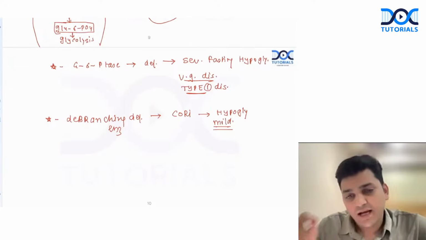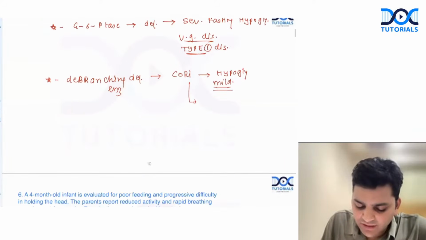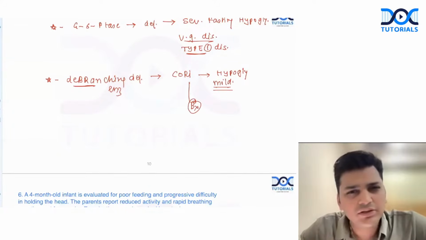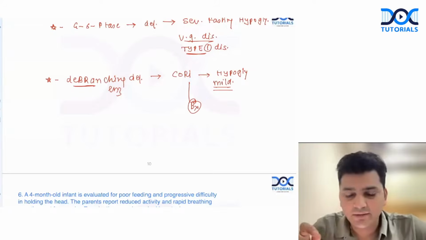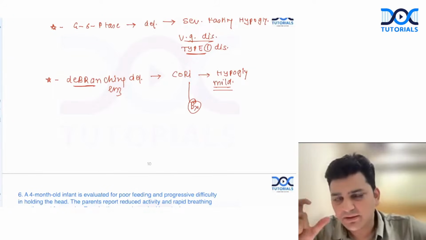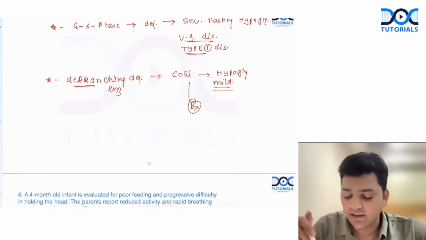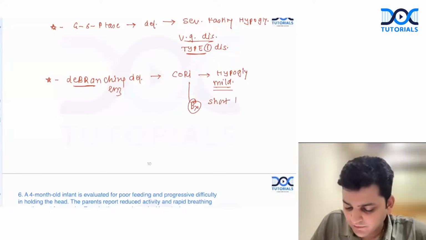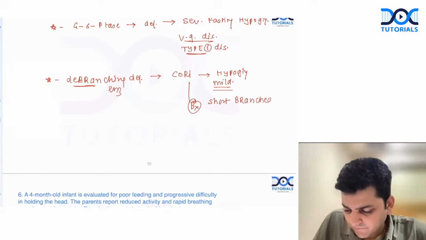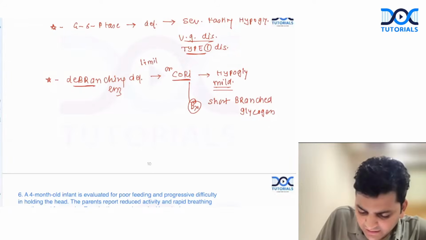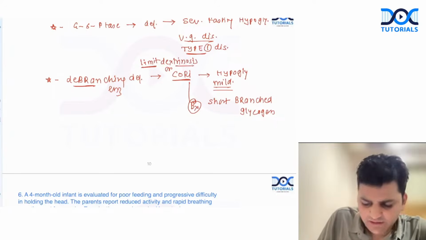That is one difference. And one important difference is in the Cori disease, because the debranching enzyme is not there, when you do the liver biopsy, which type of glycogens will be there in the liver? Unbranched glycogen, short branch glycogens, which will be there? We are going to have the short branch glycogens. And this Cori disease is also referred to as limit dextrinosis, because the limit dextrins are accumulating in the liver.